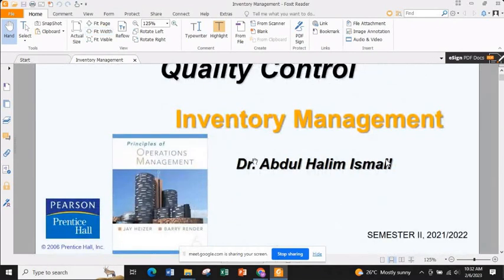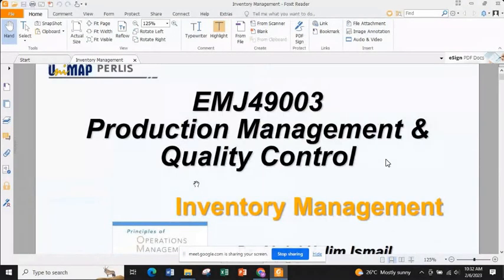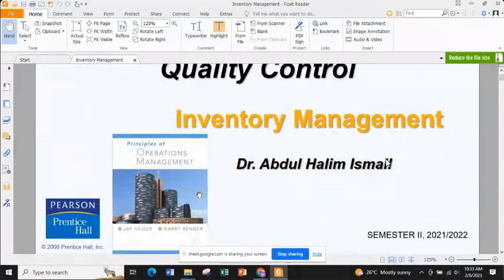So this topic, if you want to go deep in terms of understanding inventory management, you can refer to this book, Principles of Operations Management. Okay, like I said previously, all of you will be involved with factory or manufacturing companies, based on your program.